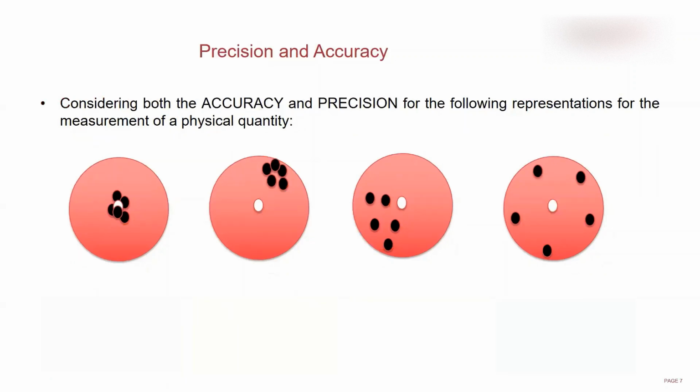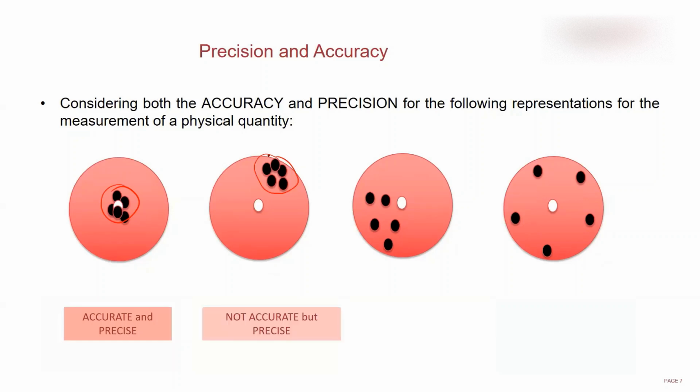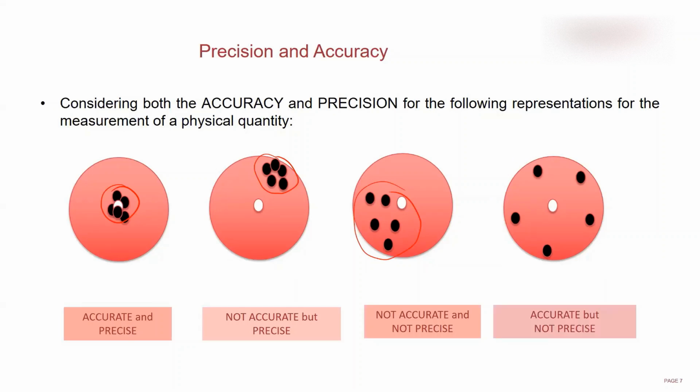Now we consider accuracy and precision together. When we consider the first set of readings, they are accurate and precise. But when we consider the second set of measurements, they are precise but not accurate. Third set of readings, not accurate, not precise. But the fourth set of readings, not precise but accurate.